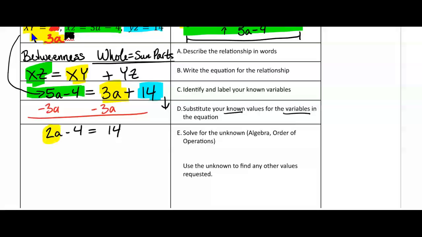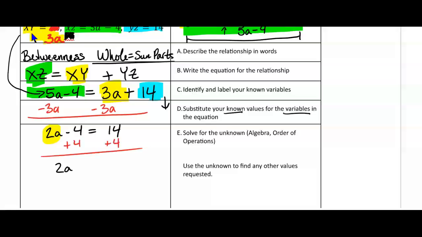Now I just have one variable term. I want to isolate that variable term. What is keeping that term from being by itself? The negative 4. So how can I cancel out the 4? There we go. Add 4 to both sides.